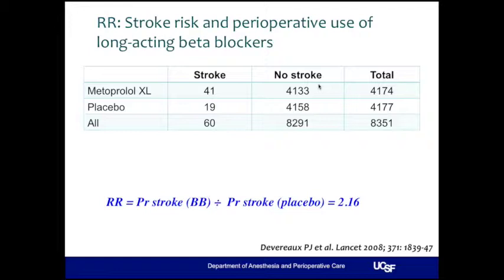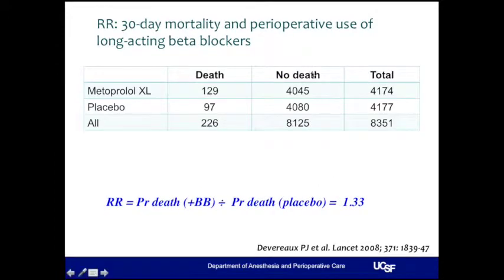We'll do some examples. So here's an example. The risk of stroke and use of long-acting perioperative beta blockers. These were folks who had the stroke, and these are all the folks who didn't have a stroke in this 8,351 subject POISE-1 trial. So we can see that the probability of stroke with the beta blocker divided by the probability of stroke with the placebo was 2.16.